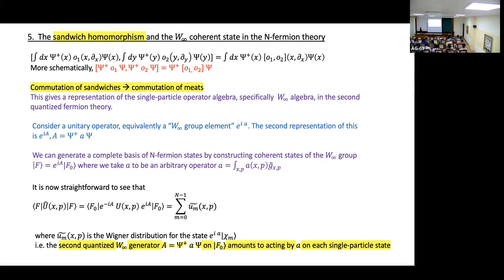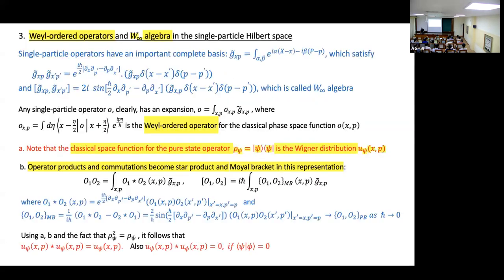Now I can do the following operation. Let's say I consider a unitary operator in the single particle theory, e to the power iA. So that's the W infinity group element. What was the W infinity algebra? It is just the algebra of these exponential operators, these guys. In that, x is a number. X is capital X.